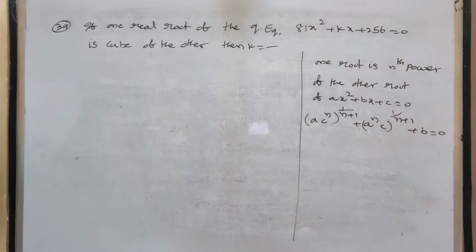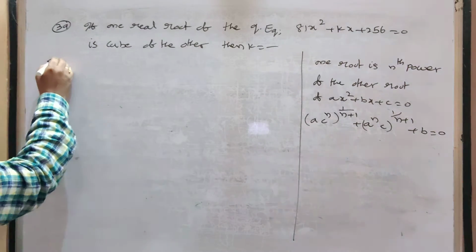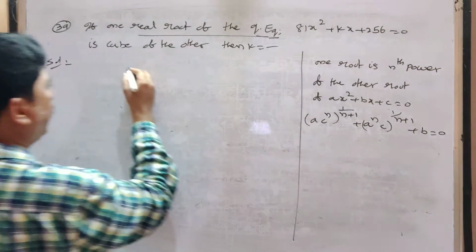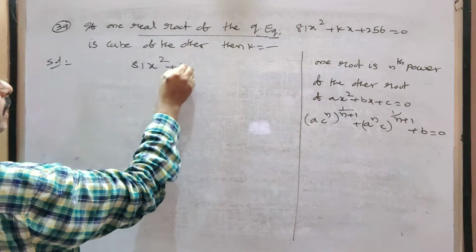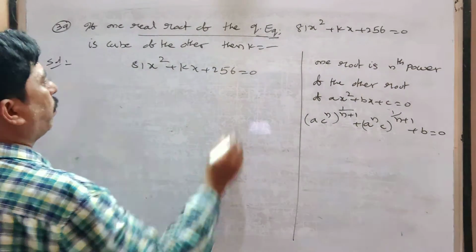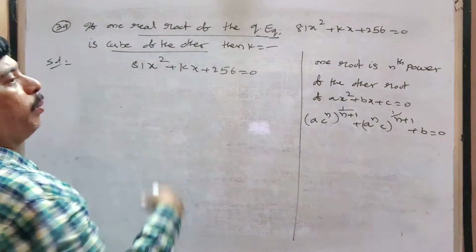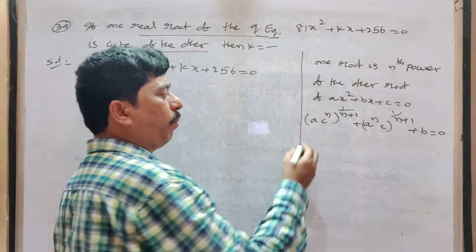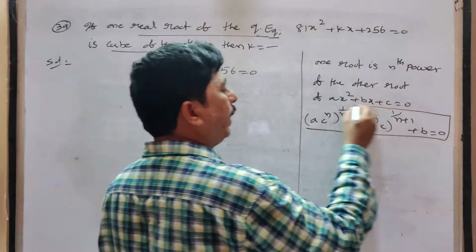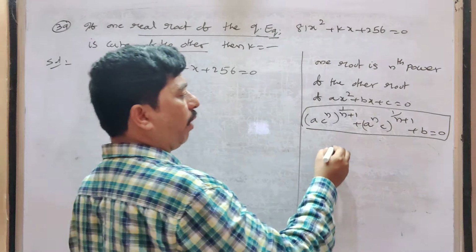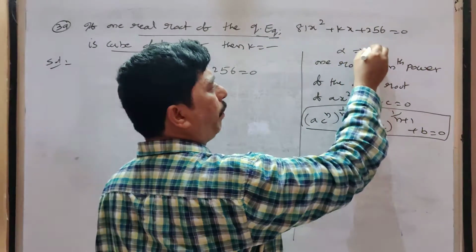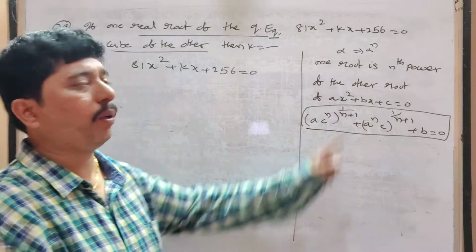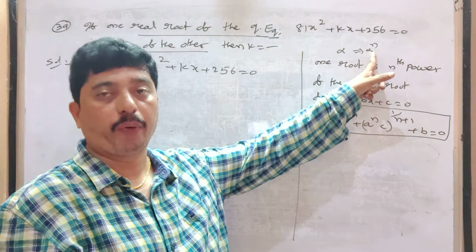Coming to the next question. One real root of the quadratic equation 81x square plus kx plus 256 equals 0 is the cube of the other. For the square of the other you have a direct formula; for the cube of the other, the general formula is: if one root is the nth power of the other, take one root as alpha, and the other root will be alpha power n.